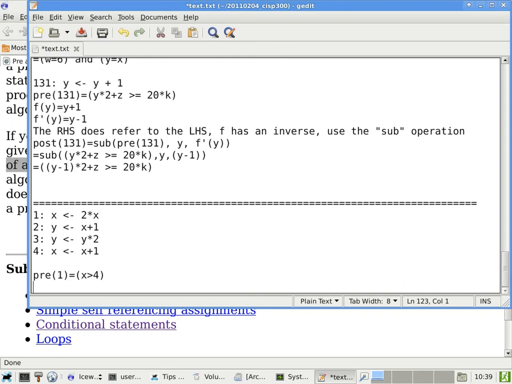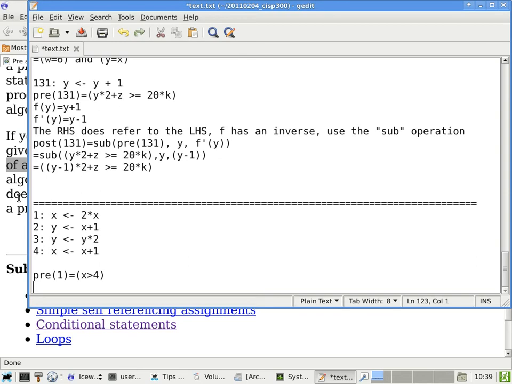So we'll go ahead and start with post 1. How do we get to post 1? Well, we have 2 different operations that we can apply. One is called a forget operation, and one is called a substitution operation. I don't know which one is applicable, so let's find out. Does the right-hand side refer to the left-hand side? Yes. Does the right-hand side have an inverse? Yes. Okay, that's good.